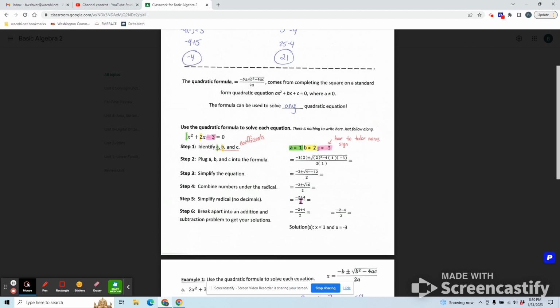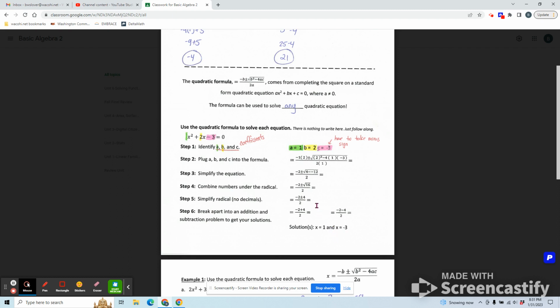Now here's the new part. You haven't seen this before, and this is what I was talking about with the plus or the minus sign. It's shorthand. One of them means addition. One of them means subtraction. So I'm going to do negative 2 plus 4 over 2 and negative 2 minus 4 over 2. And then I'm going to simplify to get x is 1 and x is negative 3.